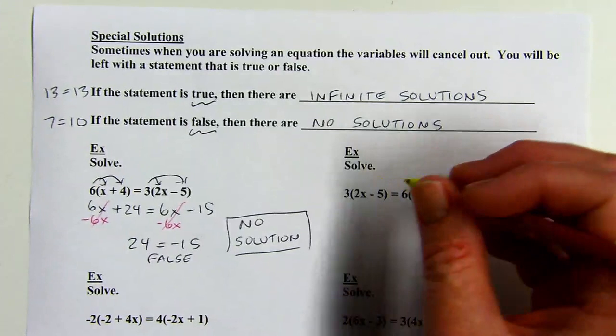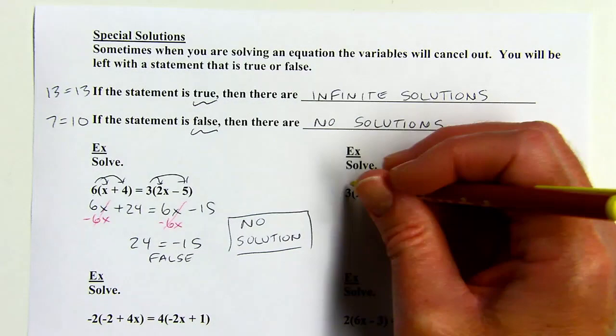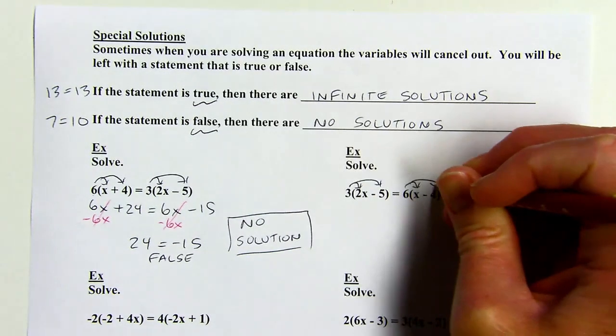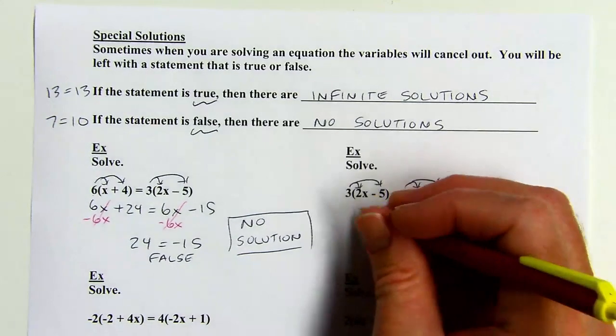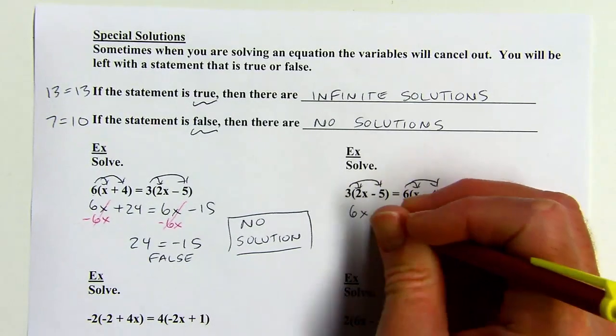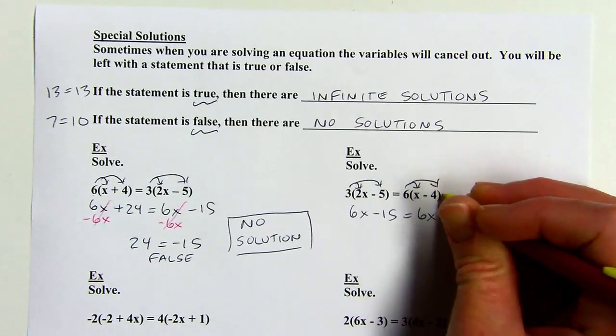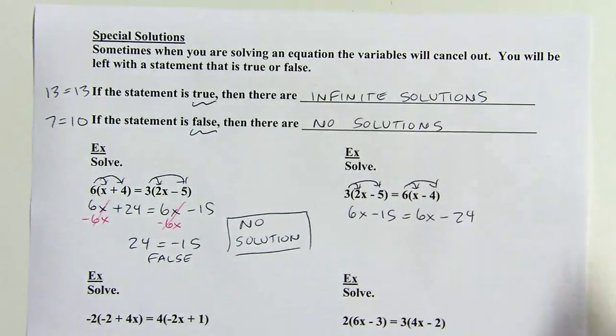All right, let's try another one. This one's pretty similar to the last problem. I wish it were a little more different, but too late. Okay, 3 times 2x is 6x. 3 times negative 5 is negative 15. 6 times x is 6x. 6 times negative 4 is negative 24.